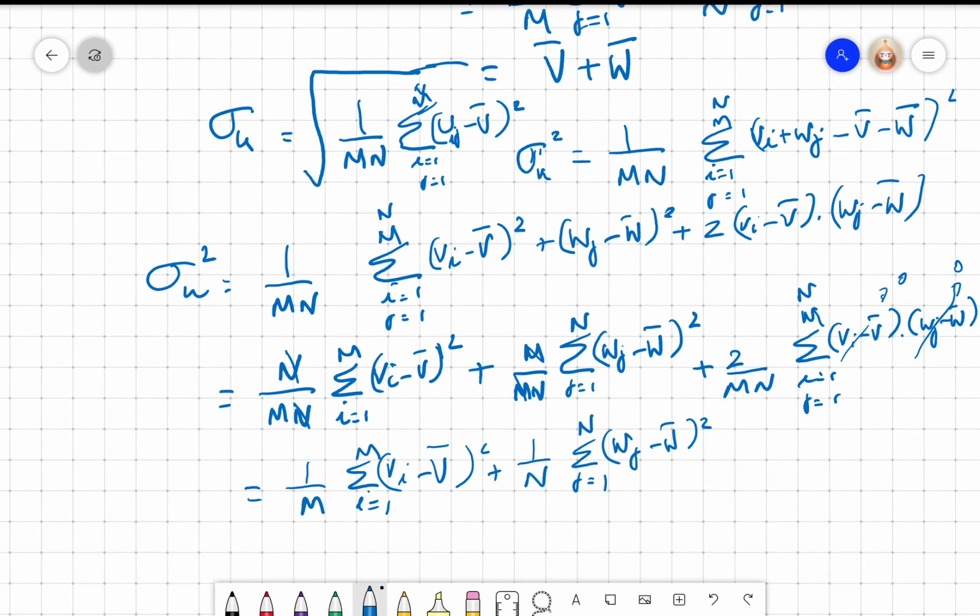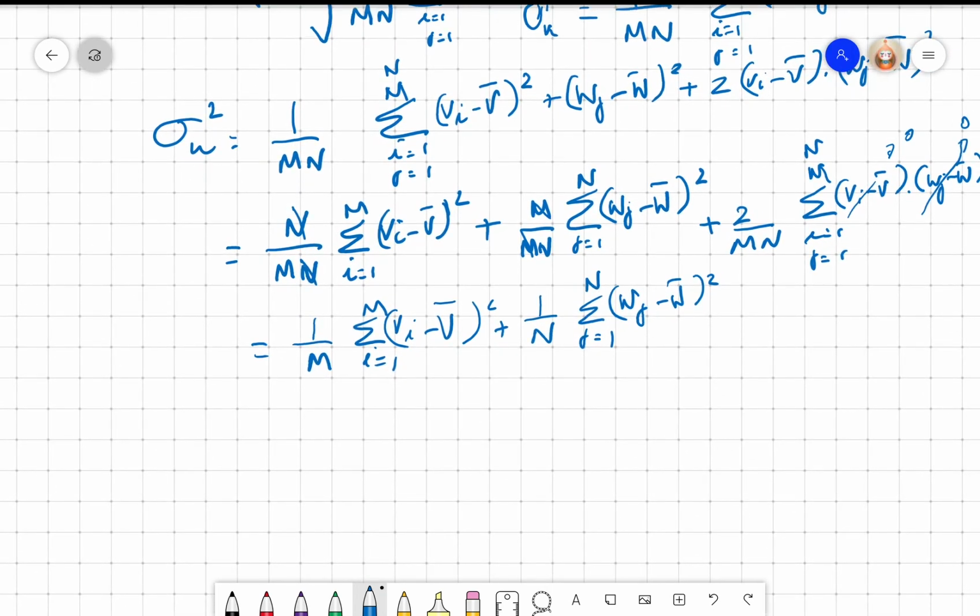Of course, this we know. What is this? This is sigma v square. This is sigma w square. So this is sigma u square. So the square of the deviation in the sum set is the sum of the squares of deviation of individual sets. This again is a very standard derivation in set theory. Let's not worry about it.